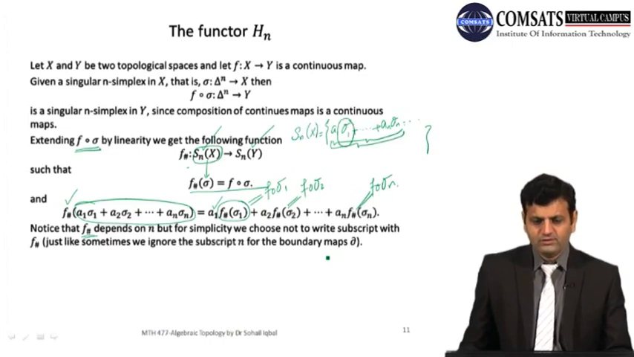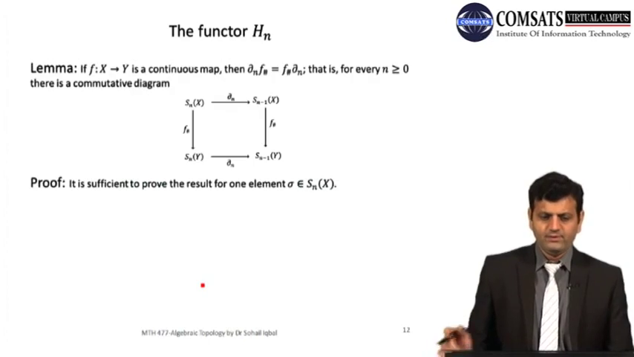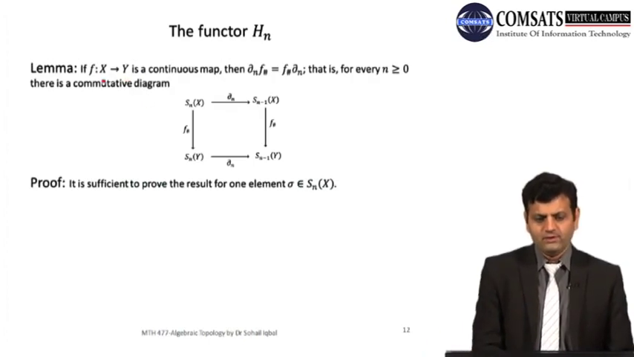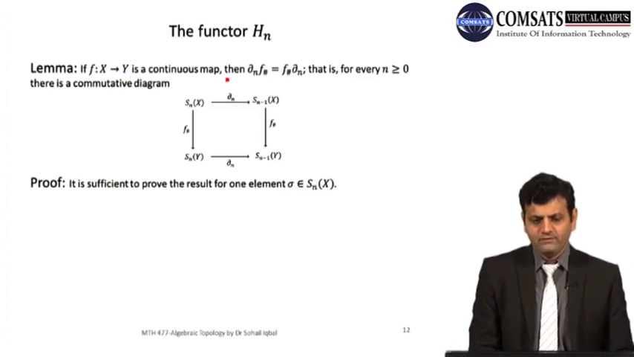So what we have done so far: we realize that every singular n simplex inside x can be taken to a singular n simplex on y if we have a continuous function from x to y, and then we have a homomorphism from Sn x to Sn y. Let's explore further what will happen if there is a continuous function from a topological space x to y. We have already discovered that if there is a continuous function, then I have a homomorphism from Sn x to Sn y, and of course I can do it for each and every n.